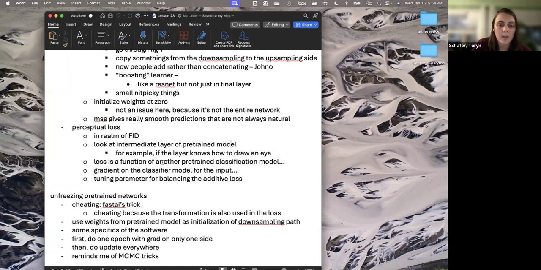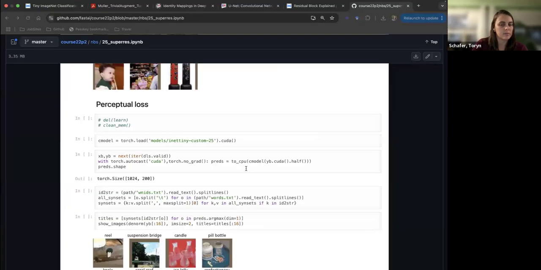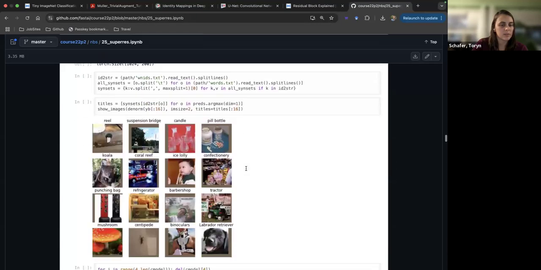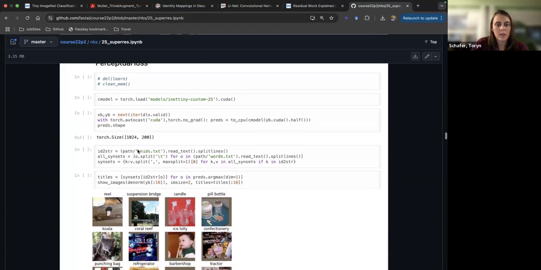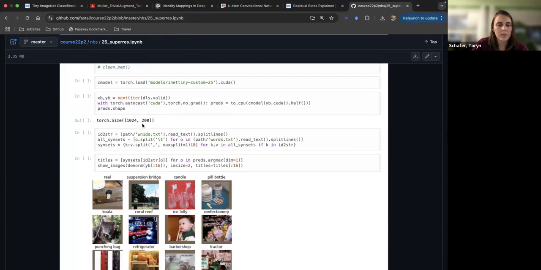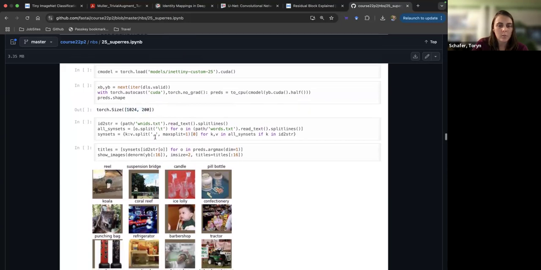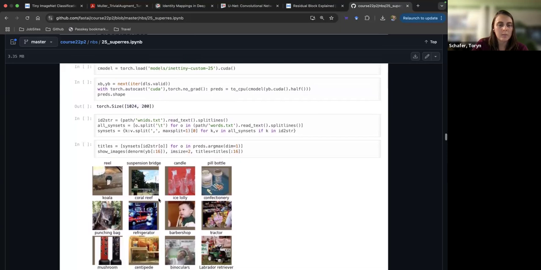So this loss is a function of another pre-trained, in this case, classification model. And I have some dots here. This part, we can look at the code. There's some gradient tracking also. So we are loading in our classification model. Then we are looking at the shape. We're just getting these for labeling down here.